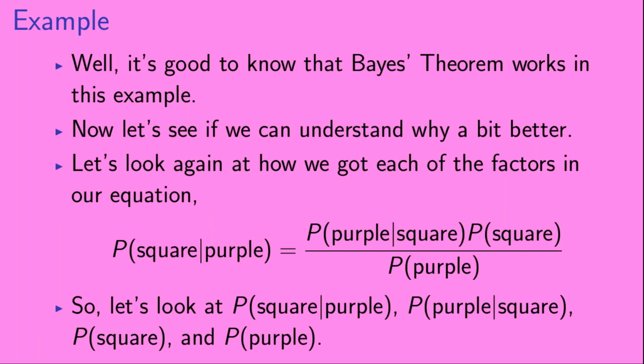So it's good to know that Bayes' theorem works in this example. Now let's see if we can understand why a bit better. Let's look again at how we got each of the factors in our equation. So let's look at P of square given purple, P of purple given square, P of square, and P of purple.